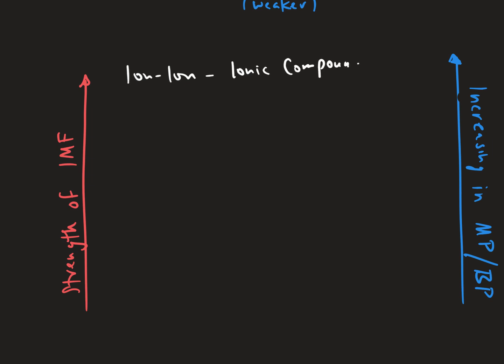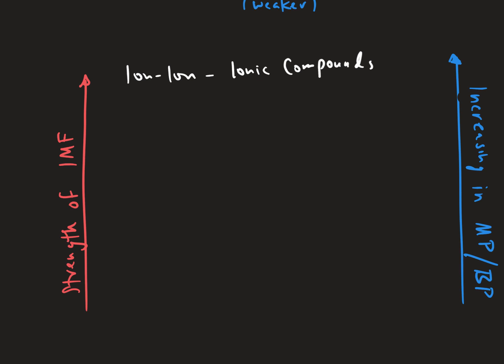And does it make sense that these guys have the highest melting point or the highest boiling point? Think about an ionic compound, salt. We eat it every day. Let's just take regular salt: NaCl, sodium chloride. And it has a melting point of like 800 degrees Fahrenheit. Really high. Because the intermolecular force is so strong, it's hard to break them apart.